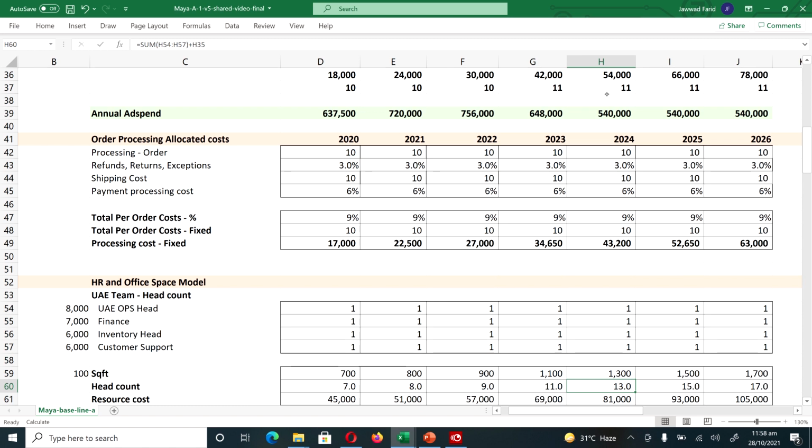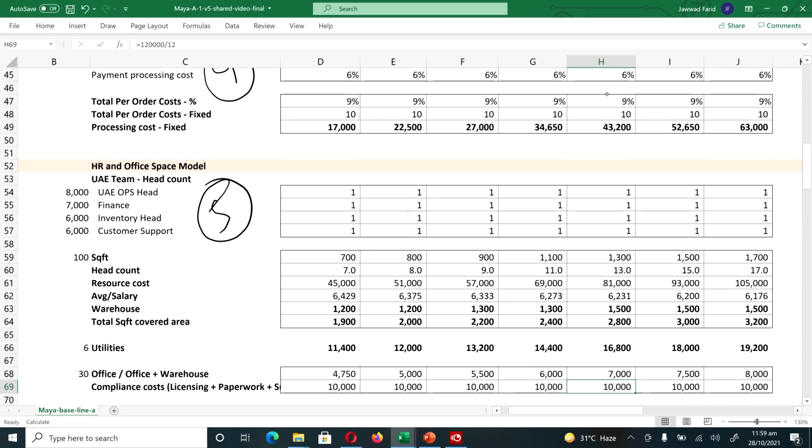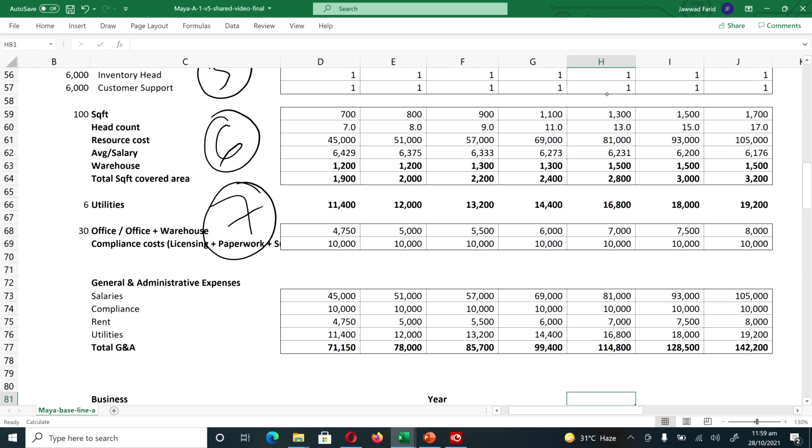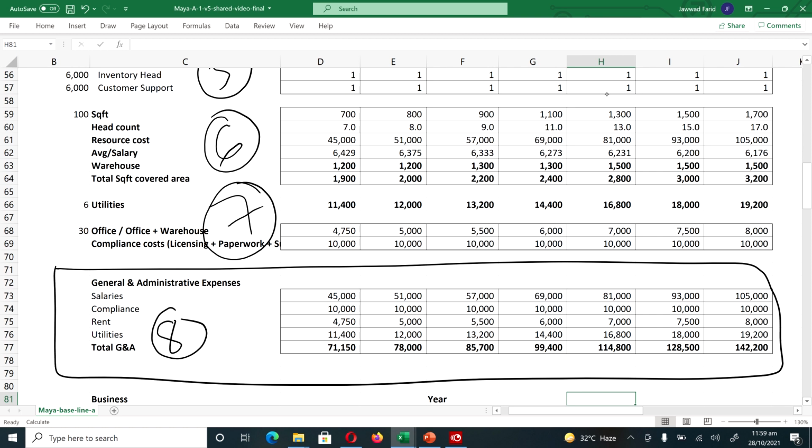Model number 4 focuses on the processing cost of orders. Model number 5 looks at your headcount outside of the processing team. Model number 6 looks at square footage, space. Model number 7 looks at the actual expense of renting and leasing these facilities. And then model number 8 takes all of what you've seen above and combines that into your G&A expense exercise.